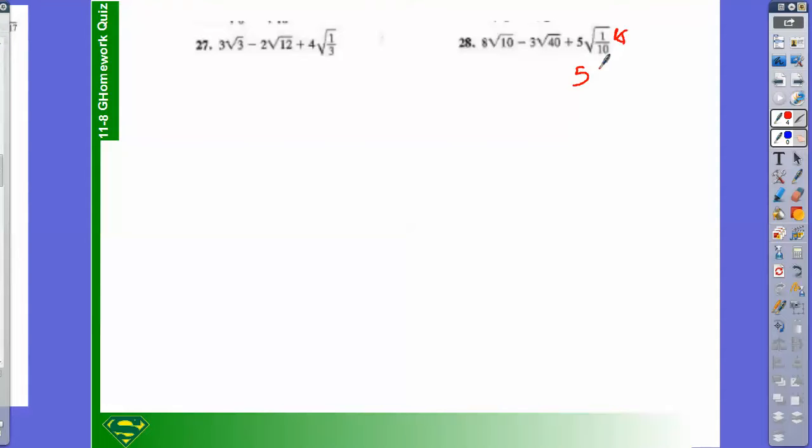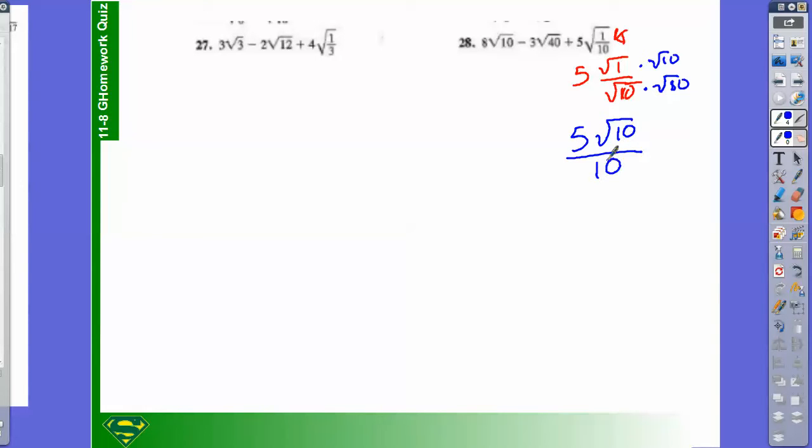So we have 5 root 1 over root 10. And root 10 does not have any square factors, so we can't simplify that further. But again, we cannot have square root of 10 in the denominator. So I'm going to multiply by the square root of 10, multiply by the square root of 10. So we're going to get 5 times the square root of 10 over 10.